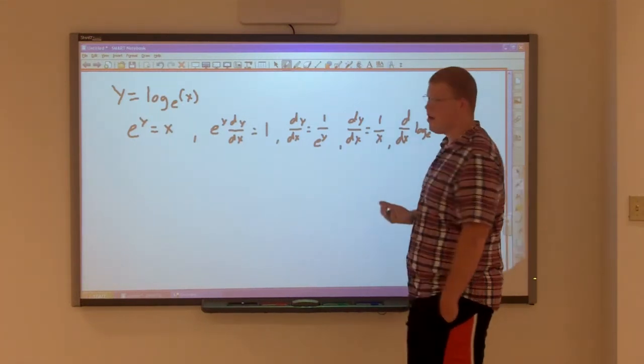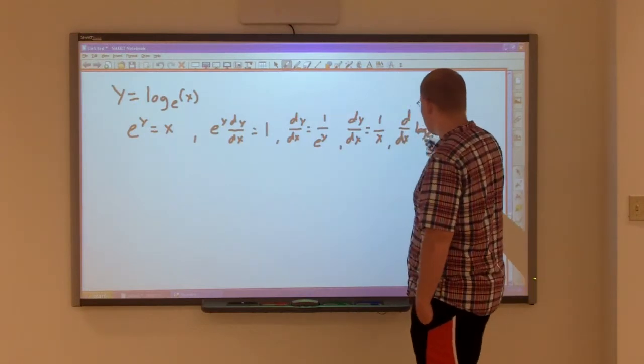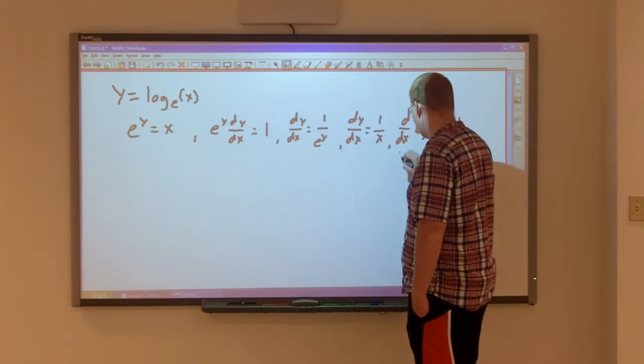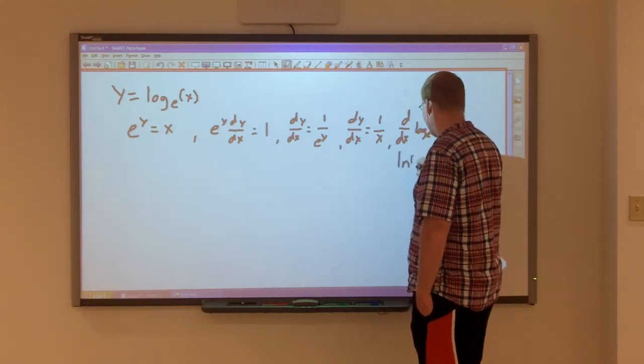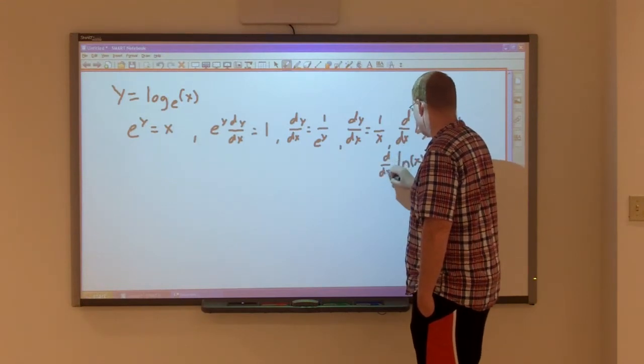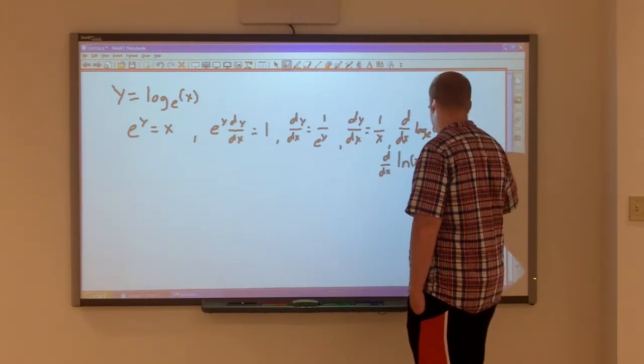Now, e comes up so often in mathematics that this log base e has a special name. In fact, we call it the natural log, written as ln of x. So the derivative of the natural log is equal to 1 over x.